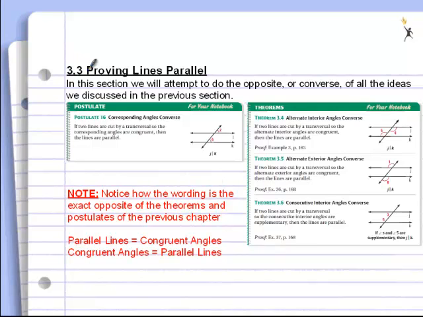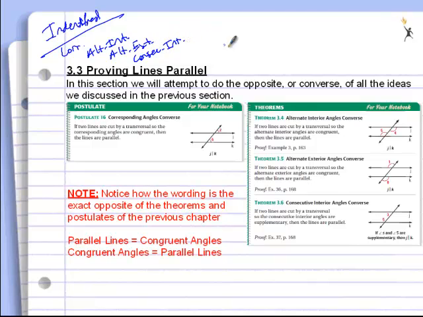Okay, let's review what we've done so far in Chapter 3. We've identified 4 different types of angles: corresponding, alternate interior, alternate exterior, and consecutive interior. Then, we found out that of those 4 angles, the first 3 were congruent, and the last one was supplementary.